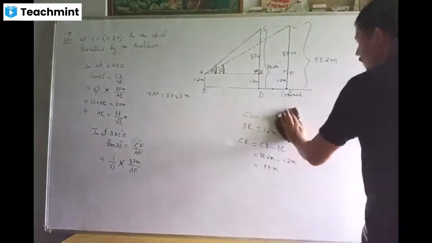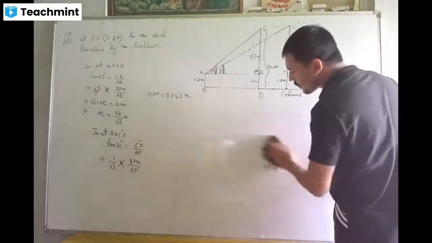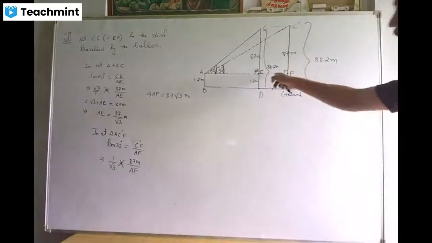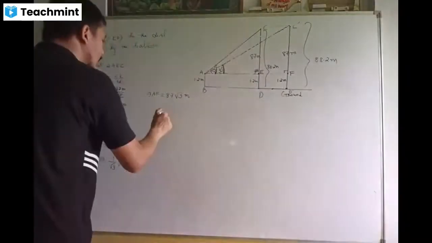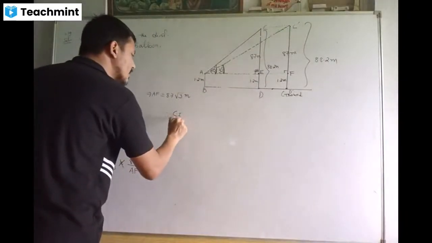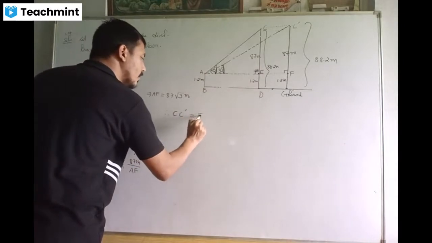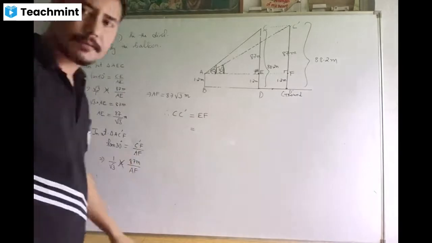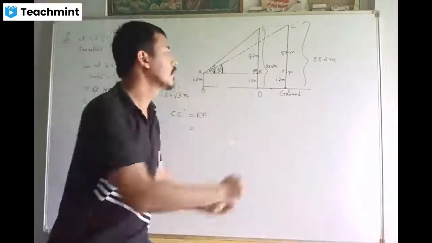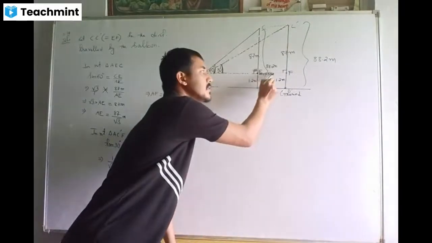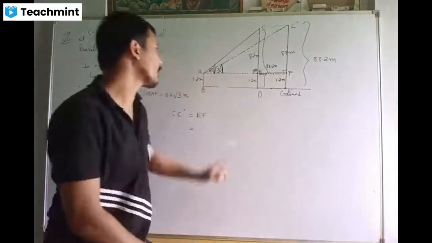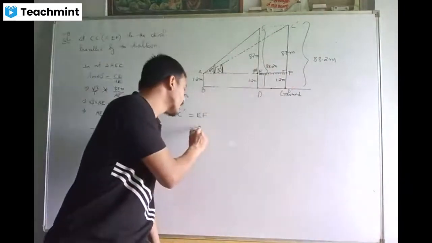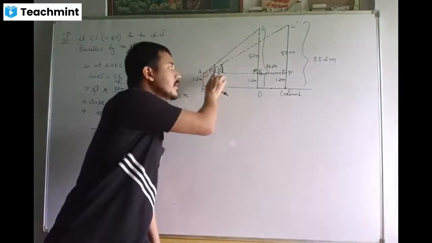Our objective is to find out the distance traveled by the balloon, which is CC dash or EF. Therefore, distance traveled by the balloon, CC dash or EF. How do we calculate EF? How do we calculate EF? EF is this distance. How do we calculate EF? From AF, from the total length AF, we subtract AE.